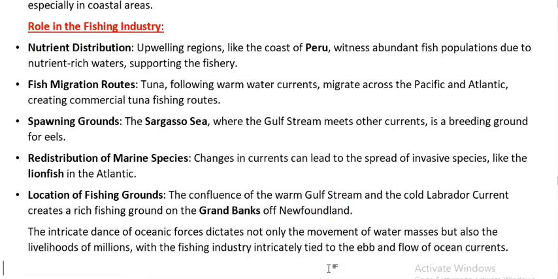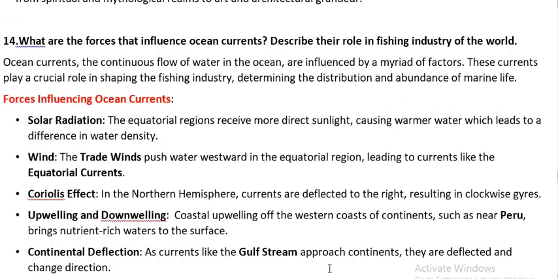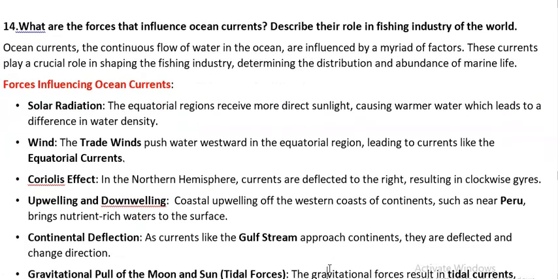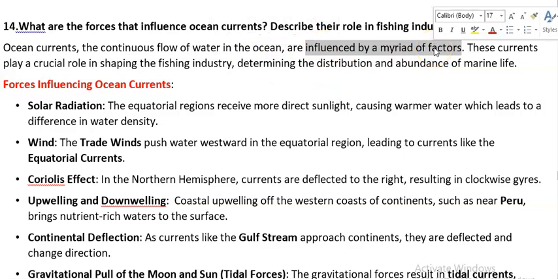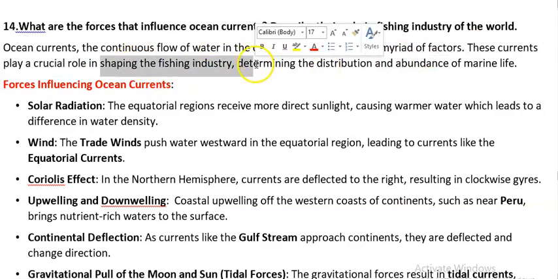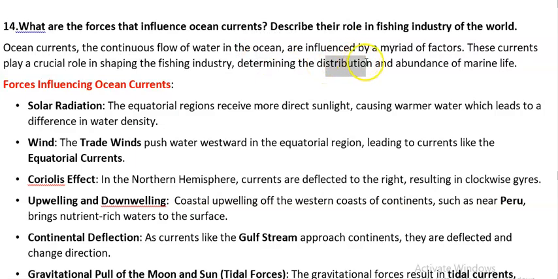Then we will be concluding it suitably. So let's move through the points once again. We will be introducing initially what is an ocean current. It's a continuous flow of water in the ocean, and it is influenced by a myriad of factors that we are going to say in the answer. Then we say that because of the ocean currents, it is impacting the fishing industry as well, and it is determining the distribution and abundance of marine life. That you have to say as an introduction.